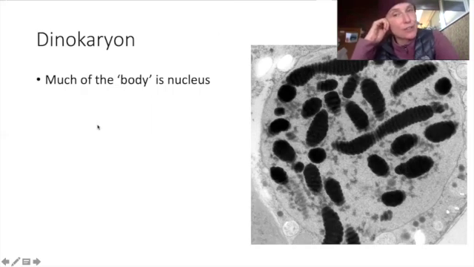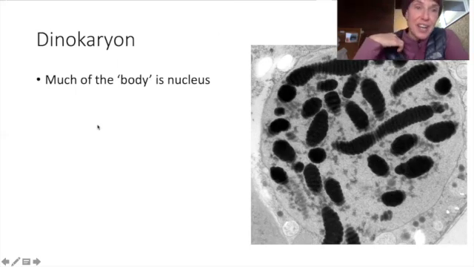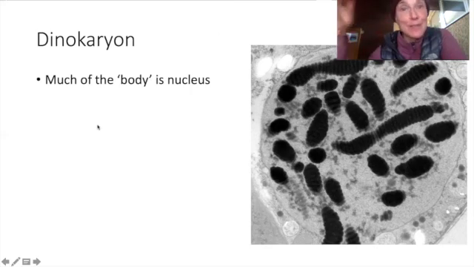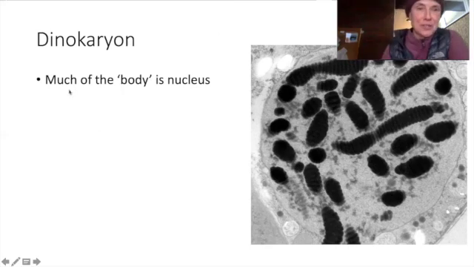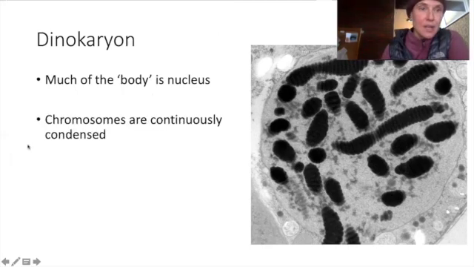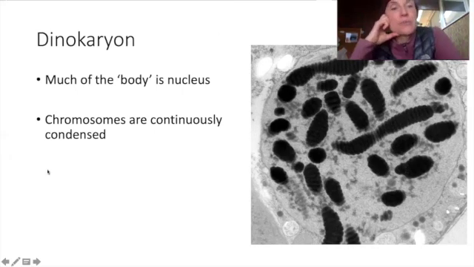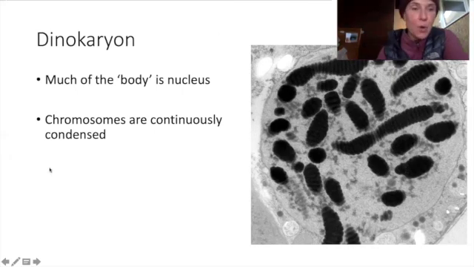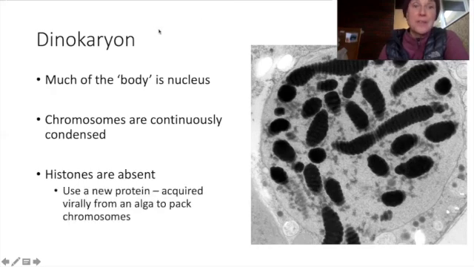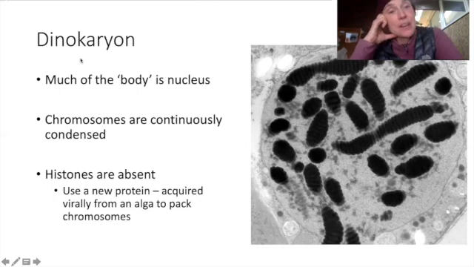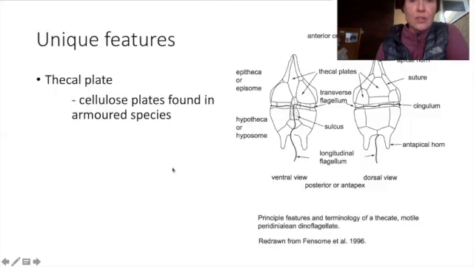Now, dinoflagellates are very strange. Their genetics are very strange. They have something called a dinokaryon, not a dikaryon, which you might be familiar with from fungi, but a dinokaryon, which is specific to the dinoflagellates. Most of the dinoflagellate body is the nucleus, which is interesting in itself. But what is more interesting is that the chromosomes are continuously condensed. They're always condensed, and they have no histones. They use a different protein acquired from algae to pack their chromosomes. They don't use histones, so they're very different from other creatures.